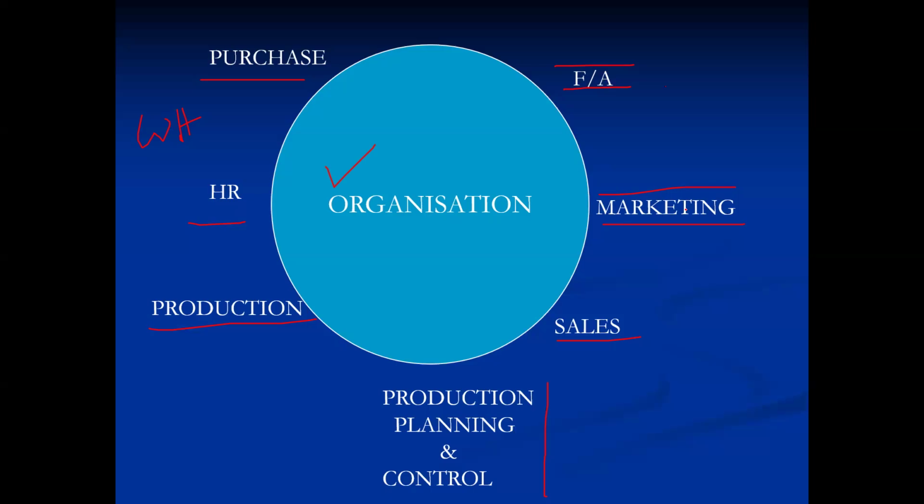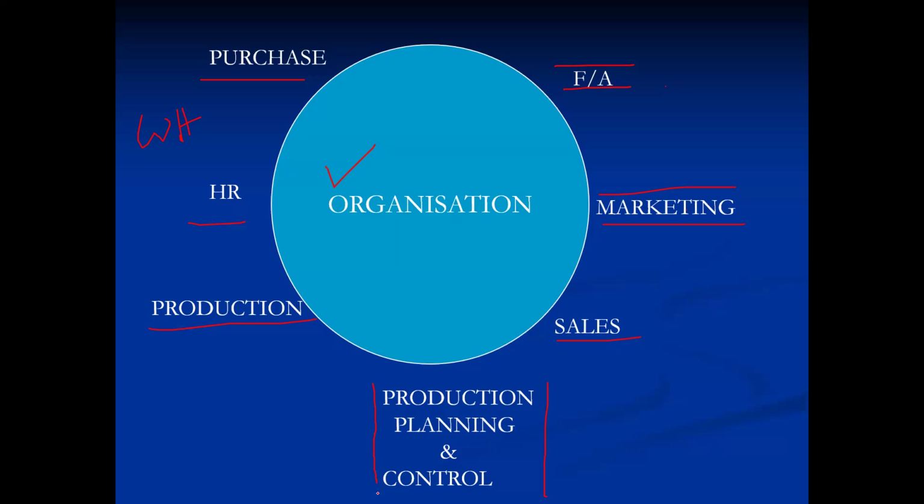Means both the departments are pulling the organization in the opposite direction. On one hand, the finance department wants to reduce the expenditure. On the other hand, the marketing department wants to incur some additional expenditure. So it leads to friction or conflict between finance department and marketing department. Let us take one more example.